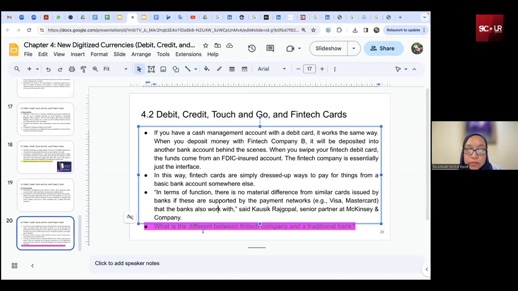Basically, the difference is the nature of the operations. Operation lain. And then the regulation and compliance, because banking will be having a different regulation and fintech will be having a different compliance. And customer experience. In terms of customer experience maksudnya?